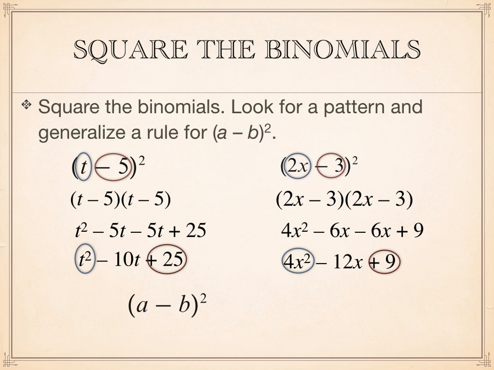Now the middle term, let's think about that. If you multiply negative 5 times t, that's negative 5t in the first example. Negative 3 times 2x is negative 6x in the second example. And you double those products, you'll get the middle term of your resulting trinomial. So we've just made sense of where these trinomial terms come from. A minus b quantity squared is generalized as a squared minus 2ab plus b squared.